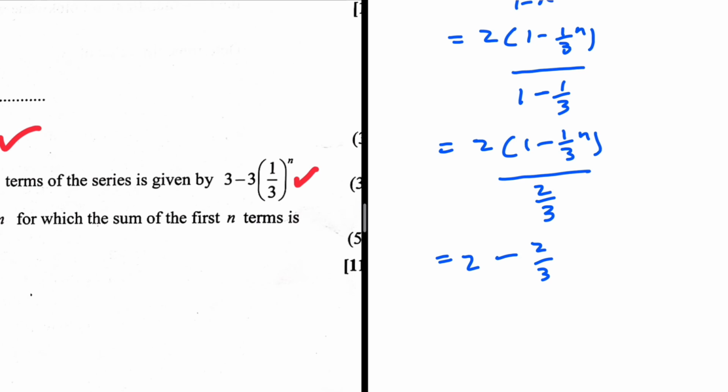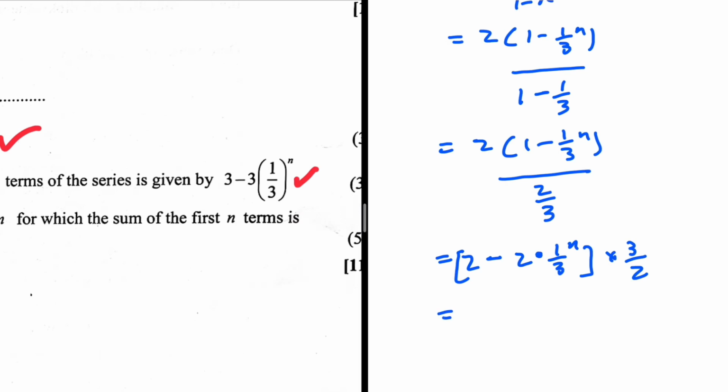Oh, wait a minute. That is incorrect. When you multiply 2 by 1 over 3 to the power n, the 2 just becomes a coefficient of 1 over 3 to the power n. We don't say 2 over 3. So this is going to be 2 minus 2 multiplied by 1 over 3 to the power n, divided by 2 over 3. Instead of dividing by 2 over 3, we can write it as multiplied by 3 over 2. I think that is how we get to what we are supposed to get ultimately.